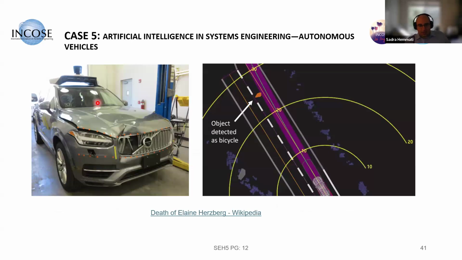And the last case study is about how AI and systems engineering work together, and the impacts of both together. We can see this car that crashed into this poor person, Elaine Herzberg. This is an automated Uber, and this is a Volvo. It had LiDARs, radars, cameras, and object detection was part of this. So let's see what happened.